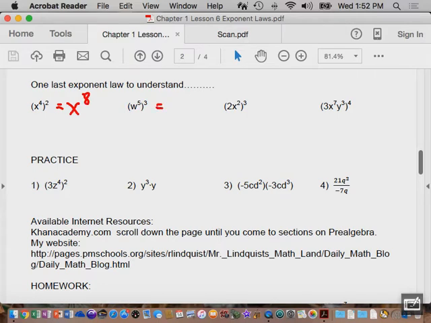What do you think the answer to the next one is? W to the 15. Very good. All right, we'll finish up a little bit more tomorrow.